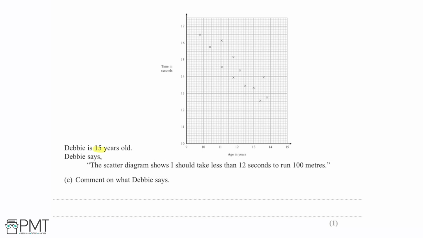So now in the final part of the question, we're told that Debbie is 15 years old, and that Debbie says the scatter diagram shows she should take less than 12 seconds to run 100 metres, and we're asked to comment here on what she said.